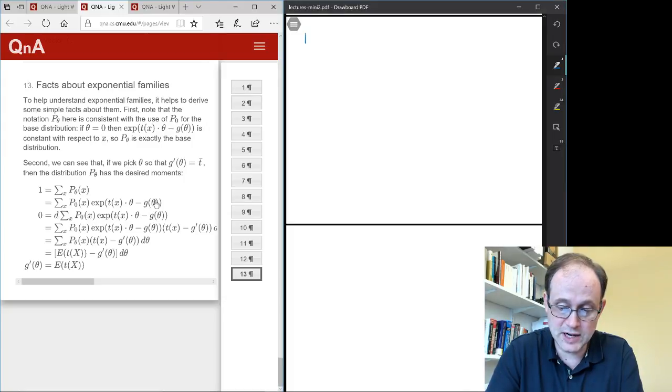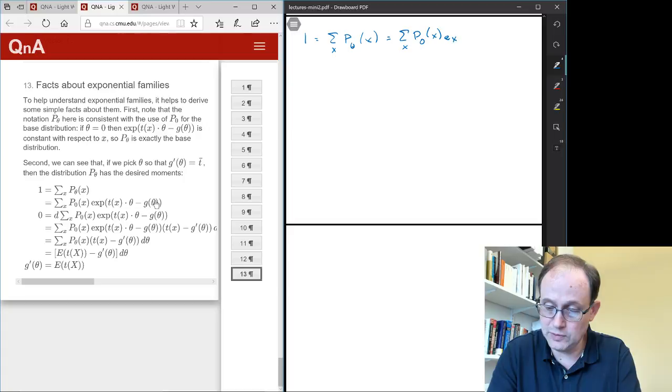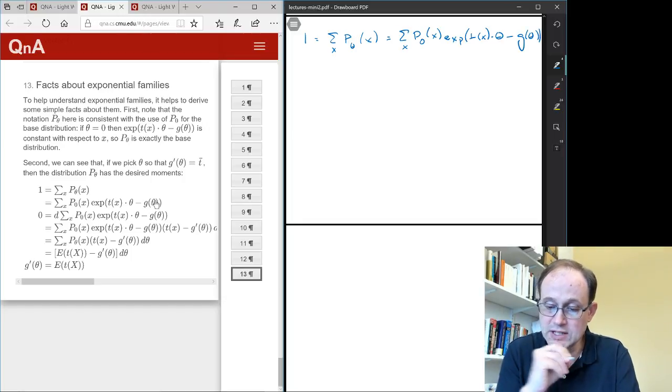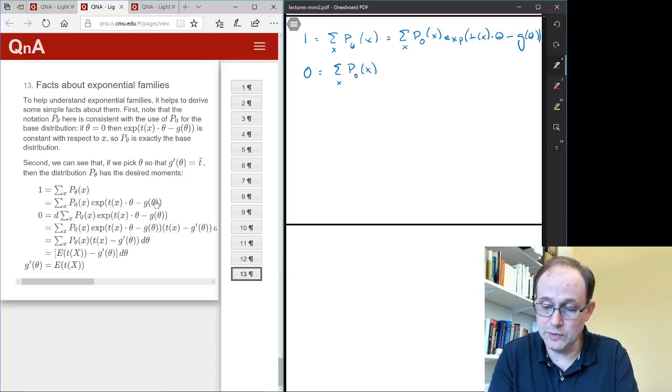We can start from the identity that 1 is equal to the sum over x of p theta of x, which is just equal to the sum over x of p0 of x times exp of t of x dot theta minus g of theta. Then we can differentiate both sides of that equality. So 0 is equal to the sum over x. p0 of x is constant with respect to theta, so by linearity we just move the differential inside.